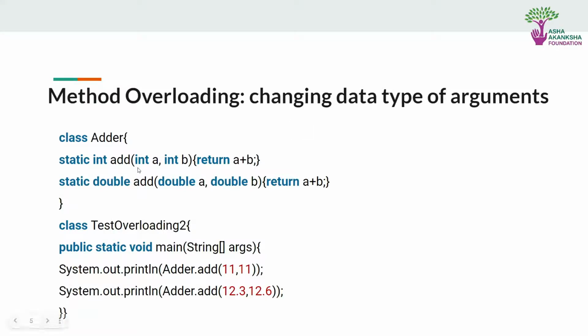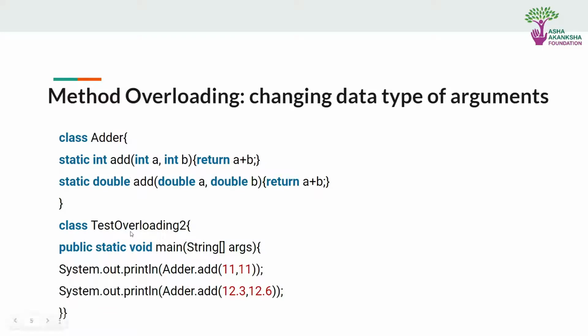So you can see here both methods have the same name called add and the same number of parameters, which are 2 and 2. But the difference is that the data type is different. So here both are integers, whereas in the one below both are double. So both are performing the same task here, but the return type is also different. So it will return int, and this one below will return double.